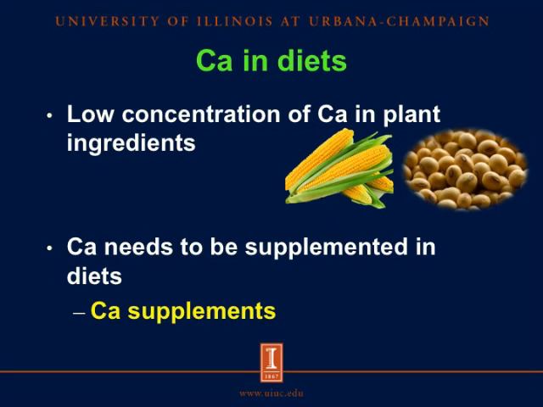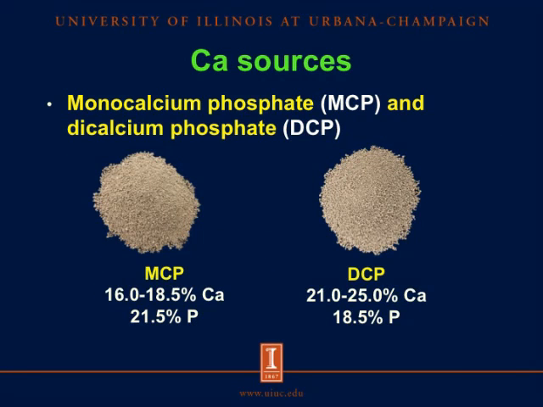Most of the diets contain plant ingredients that have relatively low calcium concentration. Therefore, calcium needs to be supplemented in diets. So there are several calcium supplements that we can use to add calcium in the diets. Monocalcium phosphate and dicalcium phosphate, abbreviated as MCP and DCP respectively, are two products that contain calcium and phosphorus.